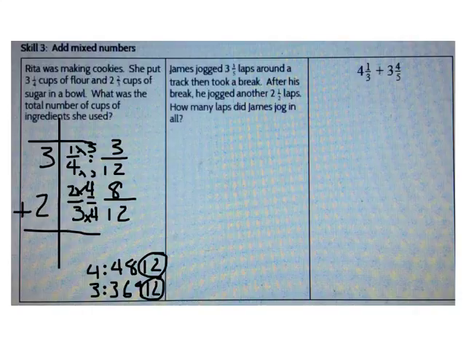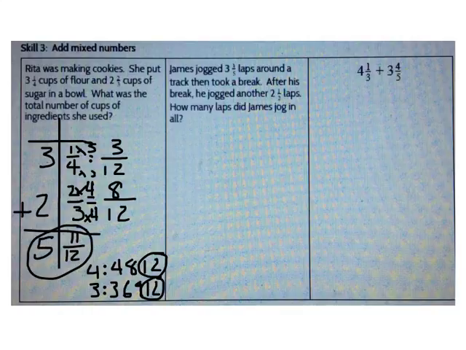Now I can add. What's 3/12 plus 8/12? It's 11/12. What's 3 plus 2? It's 5. So the answer is 5 and 11/12. Let's look at another example.